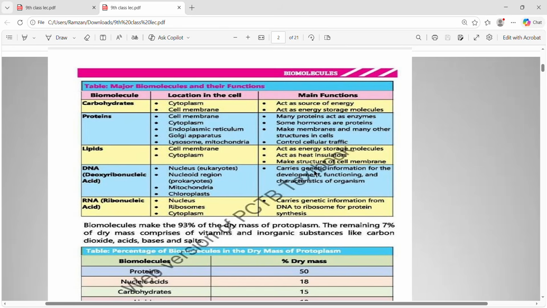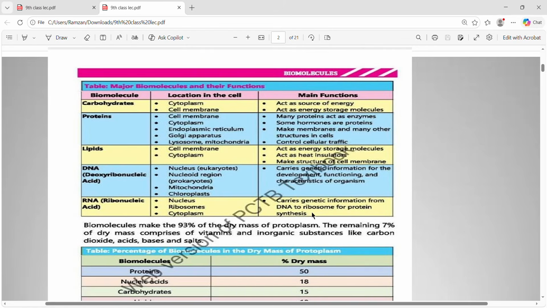The main function of DNA is carrying genetic information for the development, functioning and characteristics of the organism. Then we will discuss RNA, ribonucleic acid. It is present in the nucleus, ribosomes, and cytoplasm, and it also plays an important role in the transfer of genetic information from parents to offspring. And how does it transfer genetic information from parent to offspring? Basically, it carries genetic information from DNA to ribosomes for protein synthesis.